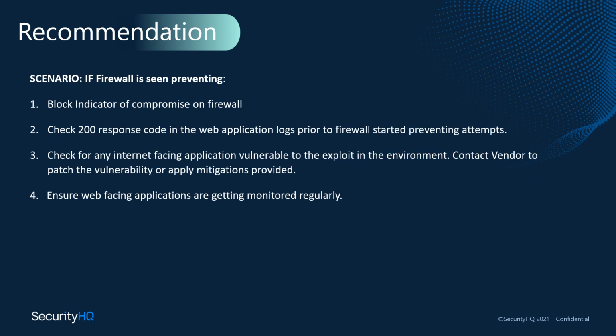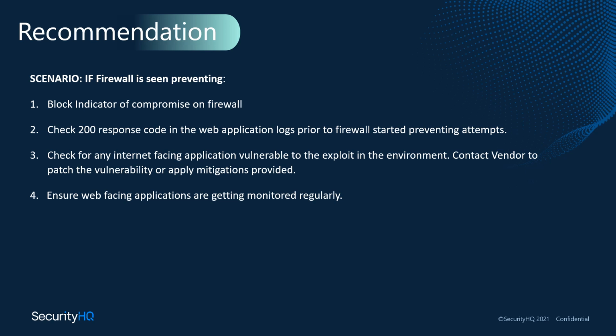The next case is where your firewall is actually preventing all these requests. But remember, there was a window between when the exploit was released and when the firewall vendor released the signature. Between this window, we should expect there were recon and exploit requests coming from the attacker. In that case, we recommend checking your web application logs to identify any 200 response code that your web server has given towards the attacker.